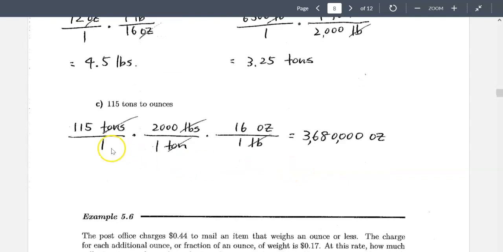And C is where you have to do multiple conversions. We want to go from tons to ounces. So we have the tons over 1, then times every ton is 2,000 pounds, and 1 pound is 16 ounces. And if you line it out correctly, you have 1 ton on top, 1 ton on the bottom, pounds on top, pound on the bottom. This way everything cancels out. The only thing left is the ounces.